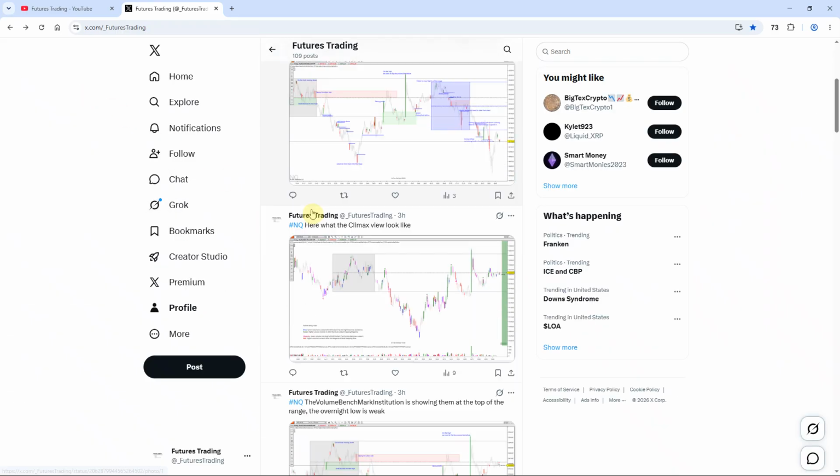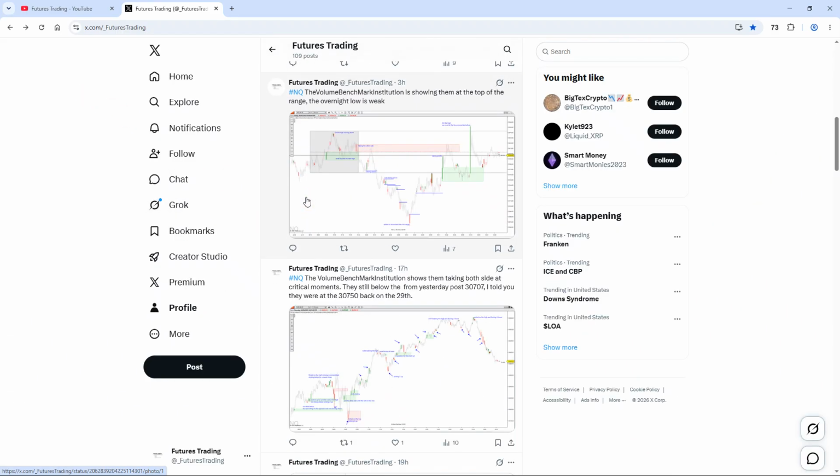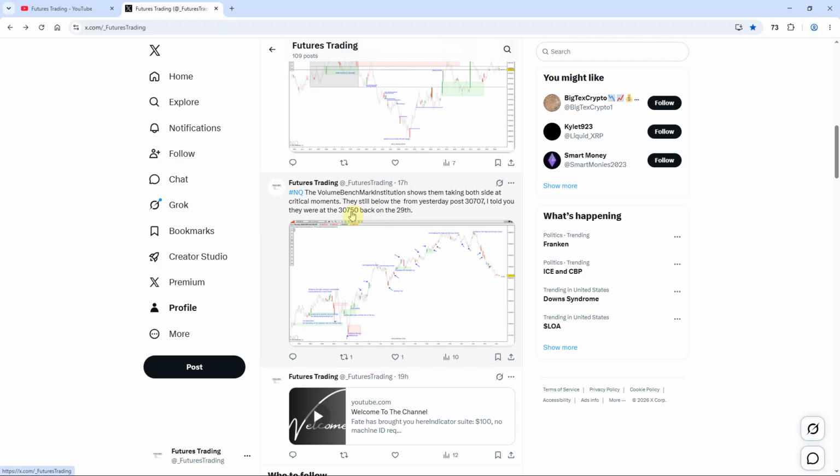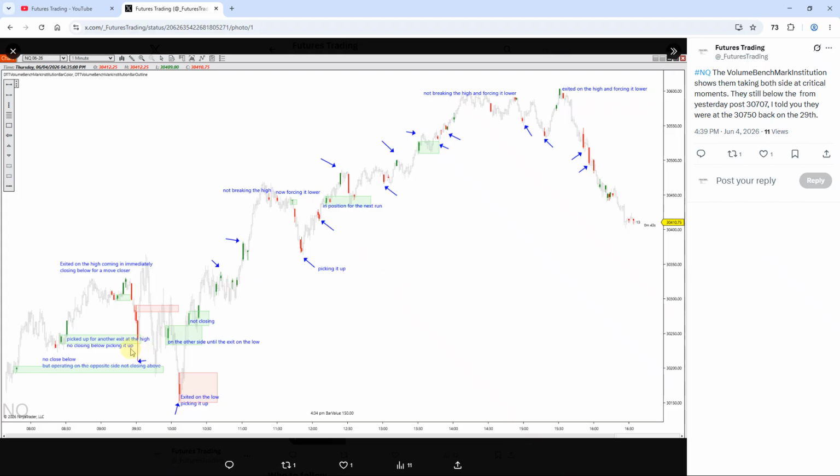They're still under that price. They're still under there. I gave that price back on the 29th. All right, so back on the 29th, this is yesterday's volume institutional indicator. You can kind of see them down at the bottom there, being real active at 9:30, just acting crazy.